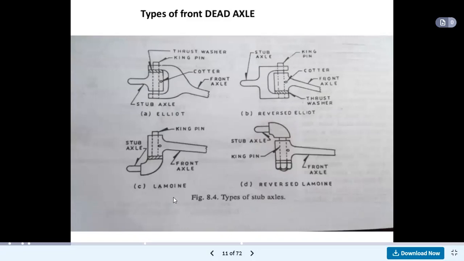Then next is Lemoine, the kingpin. If we see the stub axle, here the stub axle is provided, and this is the front axle. Reverse Lemoine is also there: this is the stub axle, then the kingpin and the front axle are provided. If we see the diagram, the difference is there. Okay, a nut and bolt arrangement is provided in this reverse Lemoine case.